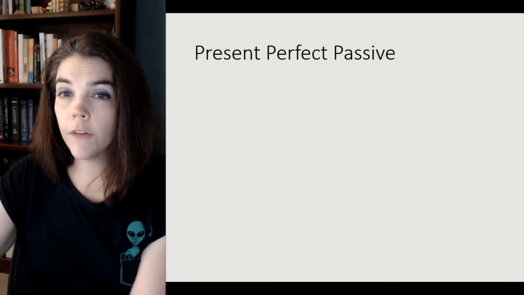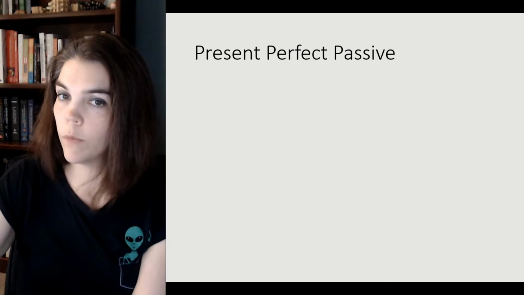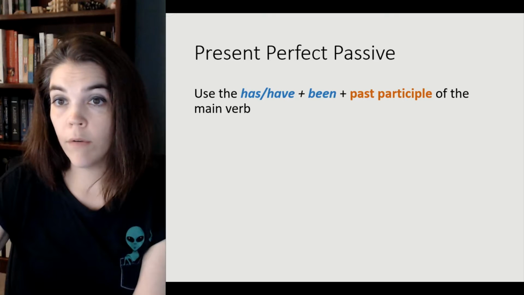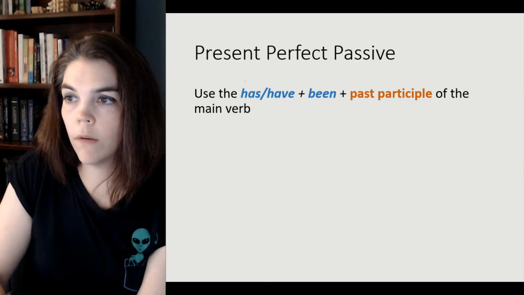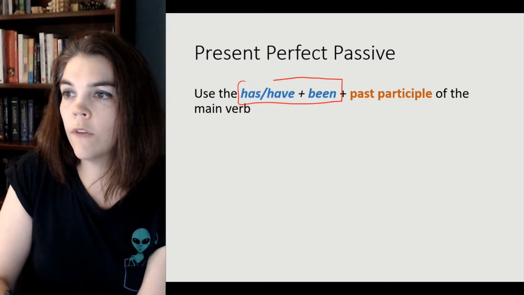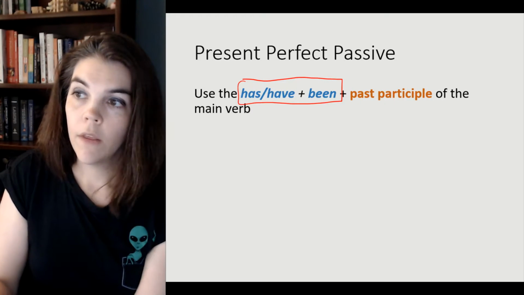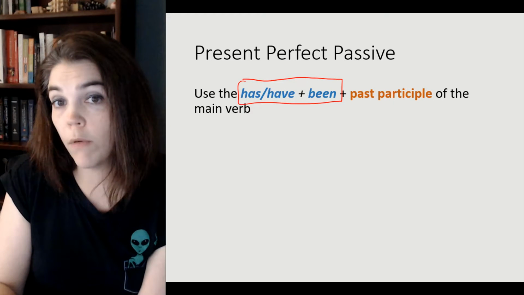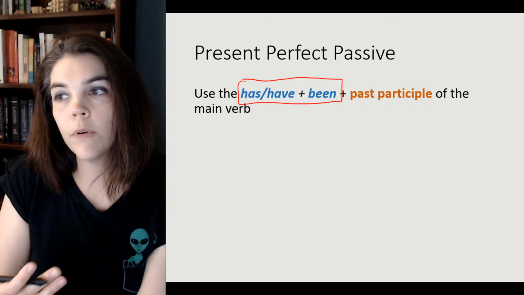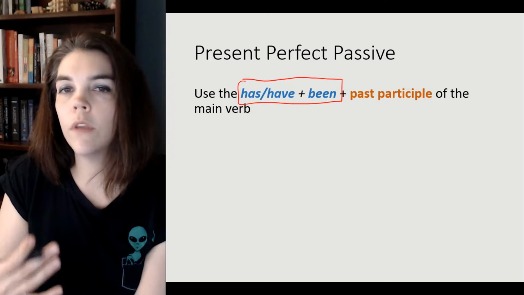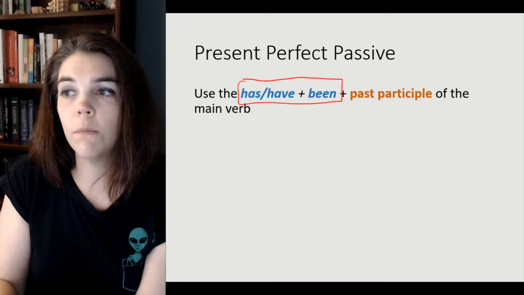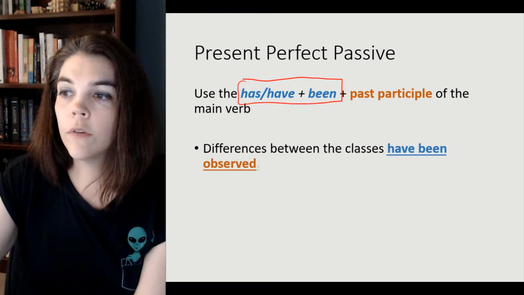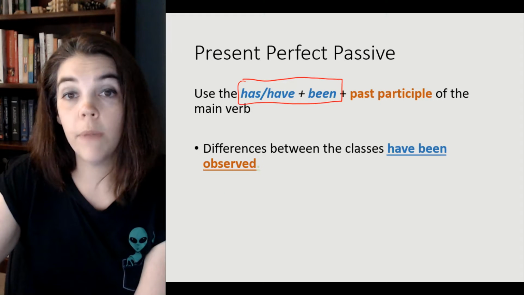All right, now we can also have the present perfect with passive. What does that look like? We use either has or have plus been. So again, really all you need to consider is what the be verb looks like. This is all still be verb. It's just the present perfect form of it, right? So if you've learned present perfect, this makes sense. The only thing that you're doing differently here is you're changing be into have been or has been. So differences between the classes have been observed.